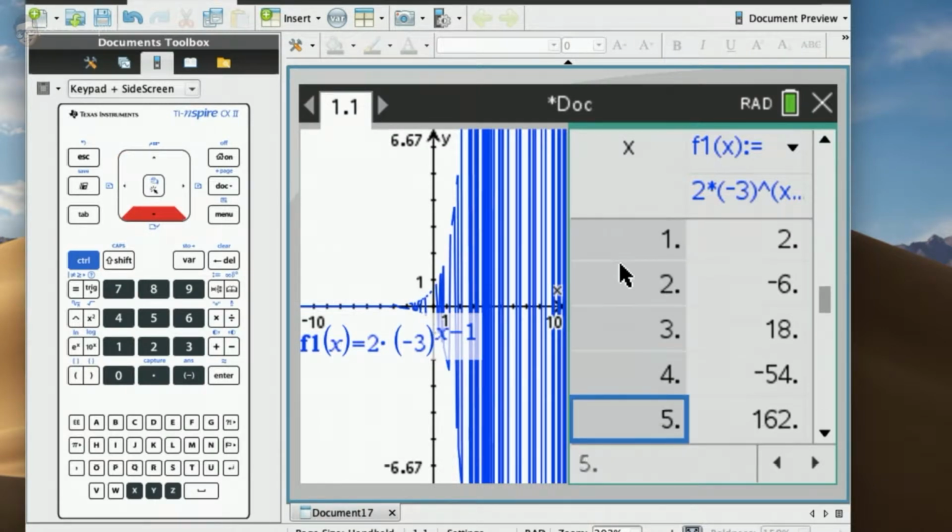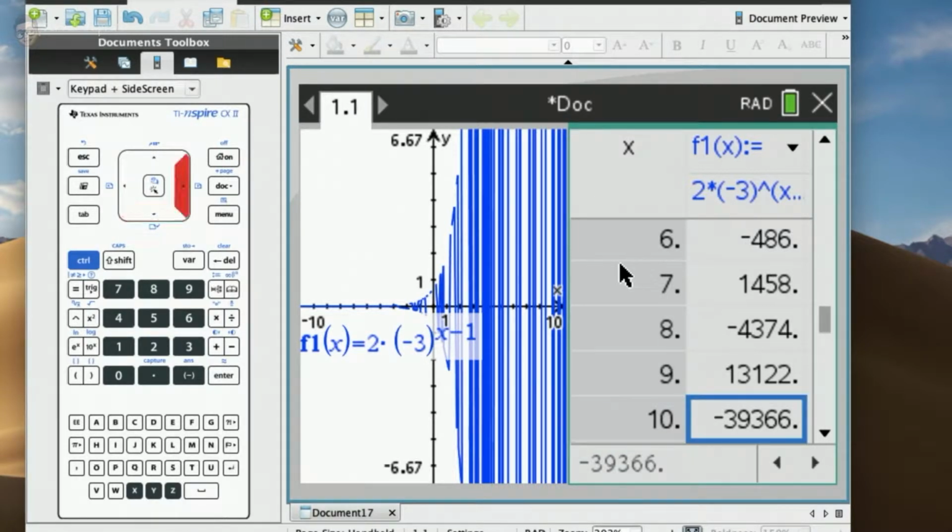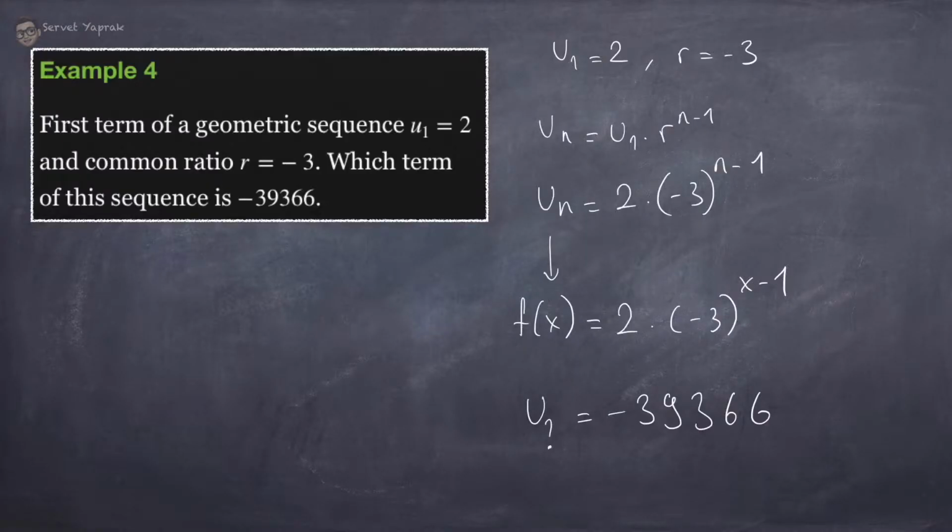So I'm trying to find the negative 39,366 term, which is the 10th term. As you can see, the 10th term is negative 39,366. This is our answer. So we found that u10 equals negative 39,366. So the 10th term is our solution.